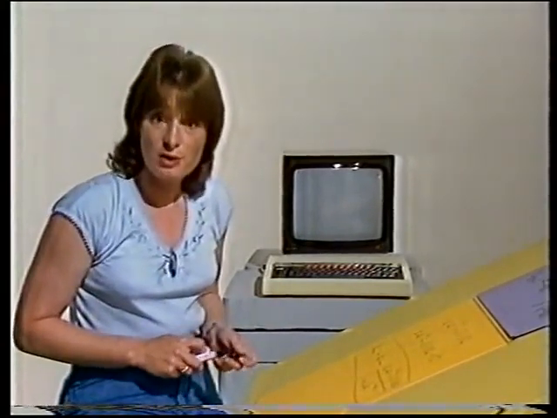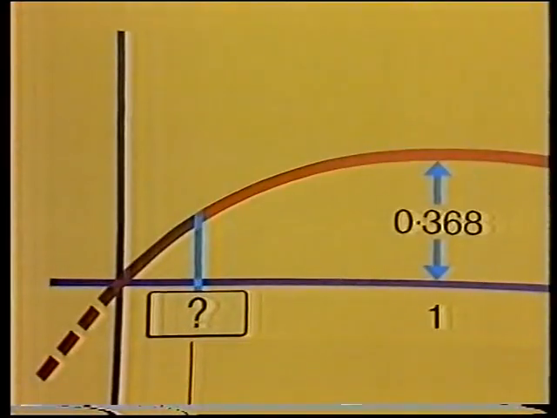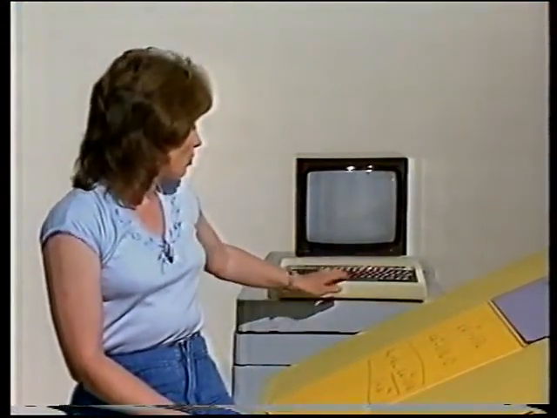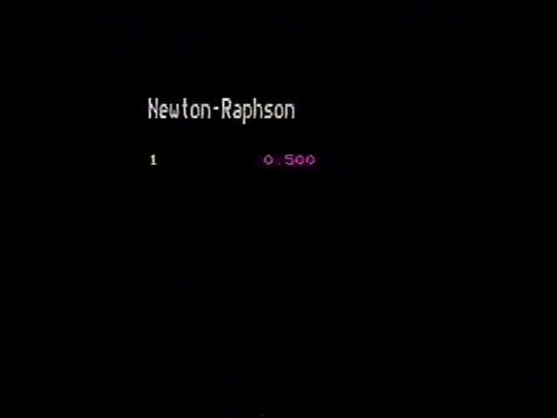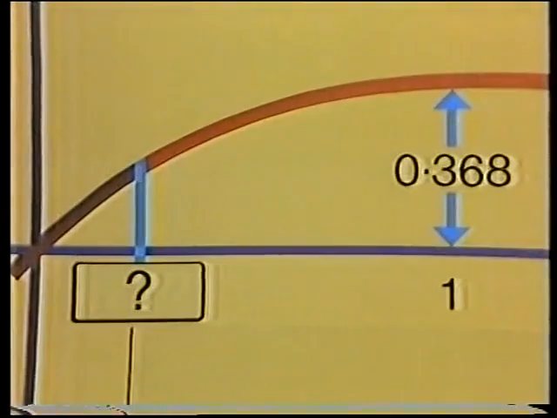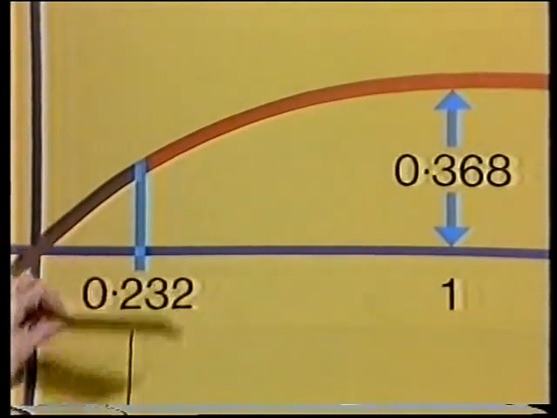Now, if we look back to the sketch, the answer we want is somewhere between 0 and 1. So a reasonable first approximation is halfway between them. So I'll take x1 equals 0.5 and put that into the computer. The result is 0.232 to 3 decimal places after just 5 iterations. But what is this number? It's this distance.